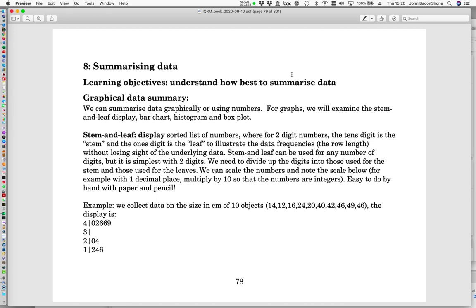Now, when we look at this, you can see that there is an apparent gap in the middle of our data. So it looks like we may really have data that can be separated into 2 groups. One group of data that runs from 12 to 24, and then a gap between 24 and 40, and then another group of data from 40 to 49.